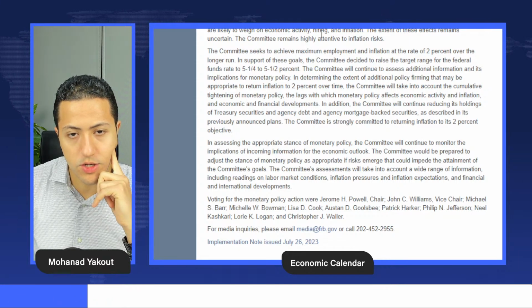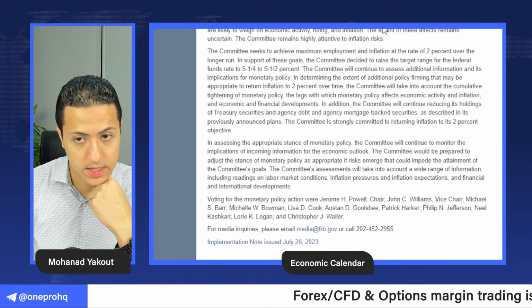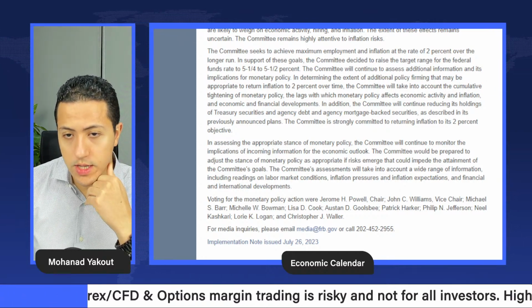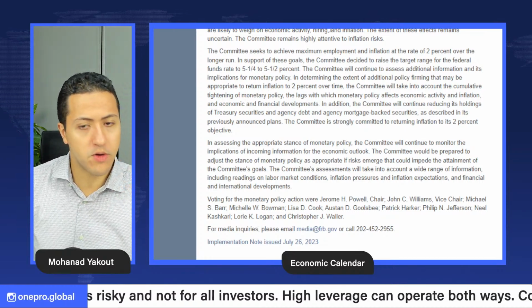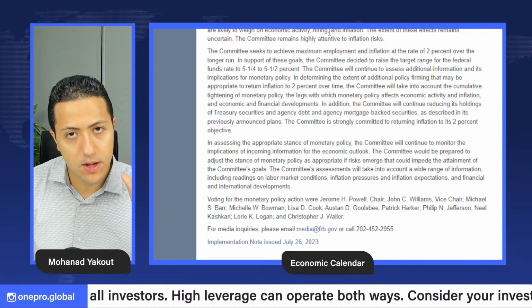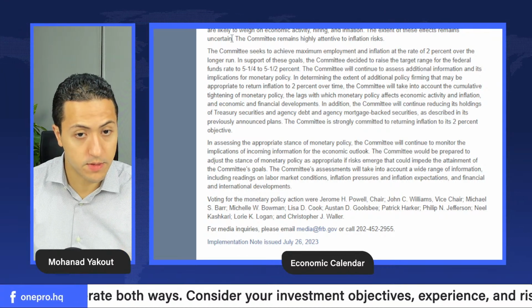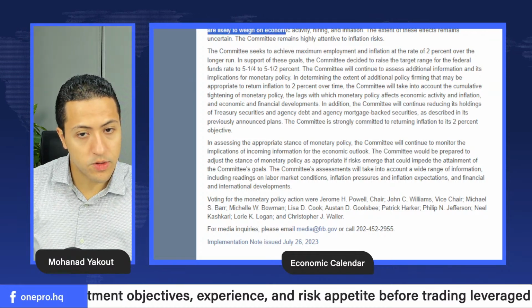Recent indicators suggest that economic activity has been expanding at a moderate pace. Job gains have been robust in recent months, and the unemployment rate has remained low. Inflation remains elevated. That's the first paragraph. And guys, it is a complete copy paste from the previous FOMC statement. The US banking system is sound and resilient.